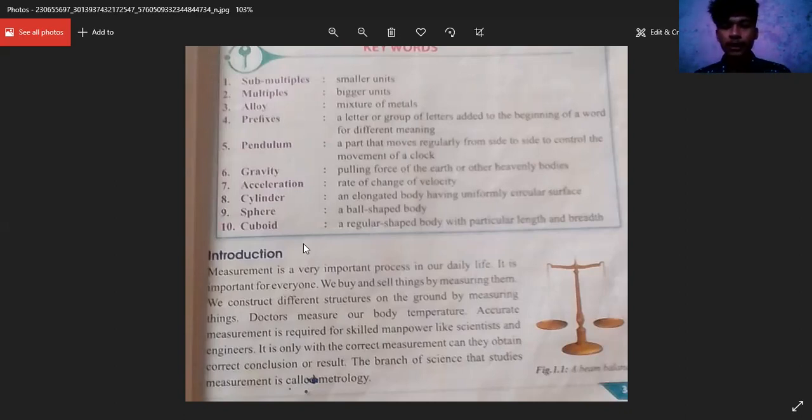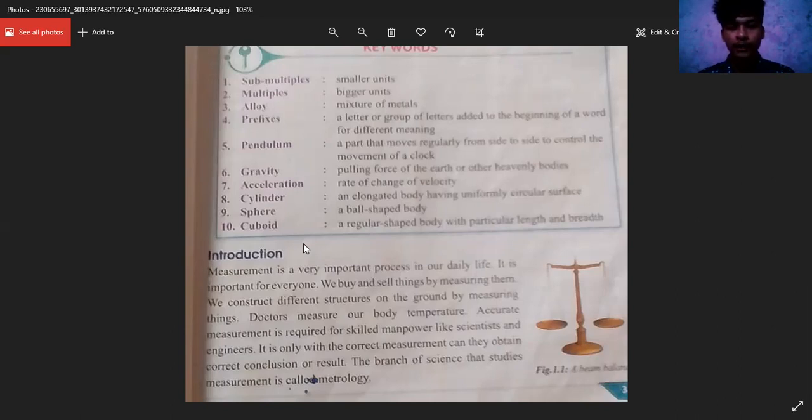Right? If you are doing certain kinds of things, like while cooking food, at that time you use measurement: how much water should we keep, how much salt should we keep, how much turmeric powder should we keep. That type of thing is also done by using measurement. Right? So it is used every day. Right? We buy and sell things by measuring them.